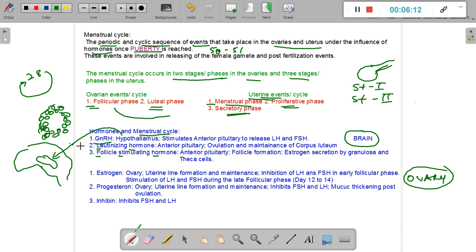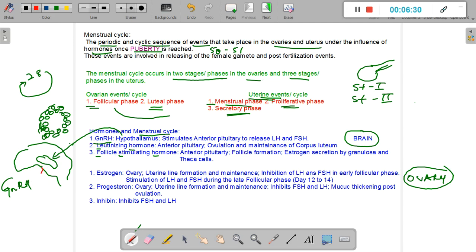It is not that GnRH is not produced before puberty, but it is produced in extremely low concentrations. But once puberty is hit, once the female is sexually mature, a considerable amount of GnRH is released. Now, what does this GnRH do?